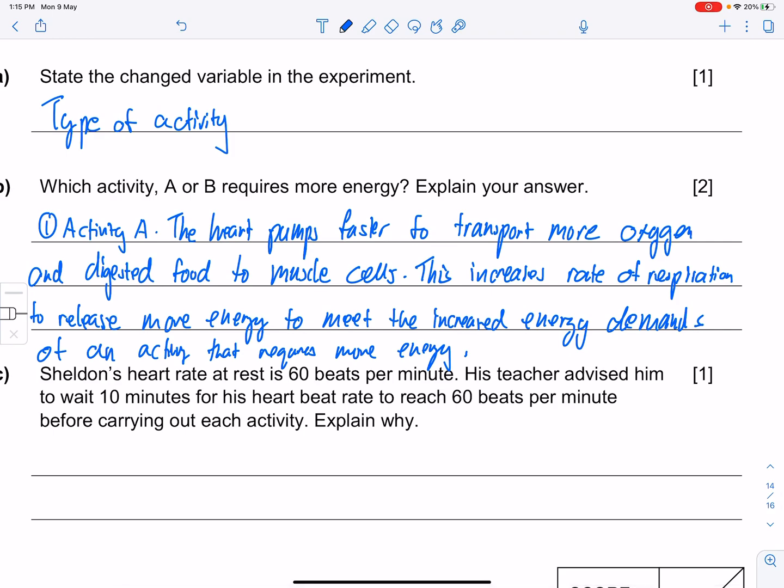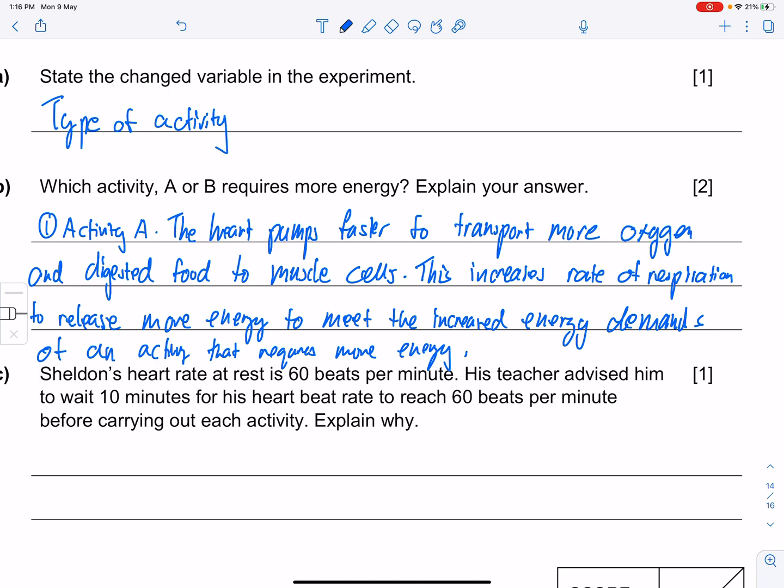Next, Sheldon's heart rate at rest is 60 beats. After that, his teacher advised him that he should wait 10 minutes for his heartbeat rate to reach 60 beats per minute before carrying out the activity. Explain why. So this is actually to do with fair tests. However, it shouldn't be so straightforward. Even if you say this is to ensure fair test, it's actually not detailed enough. You need to be explicit, which part of it. So even if I'm giving you correct, please write this down.